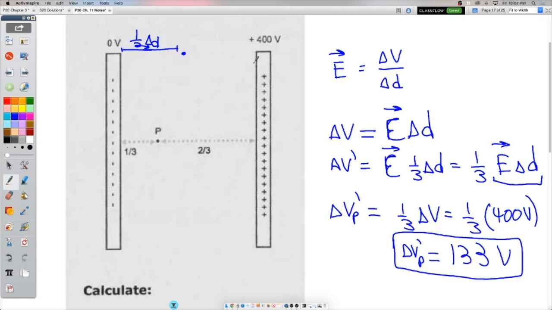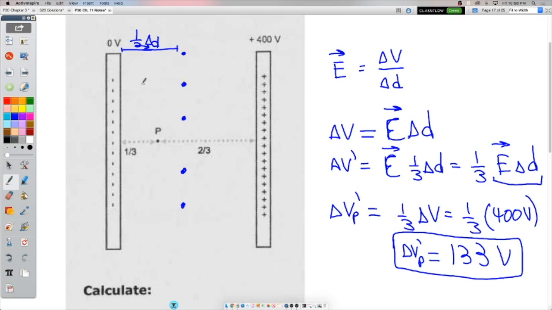Okay. Now, what would be the potential difference here? Or here? Or here? Or here? Would it really change? Okay, and the answer, as you might have arrived at, is no, right?